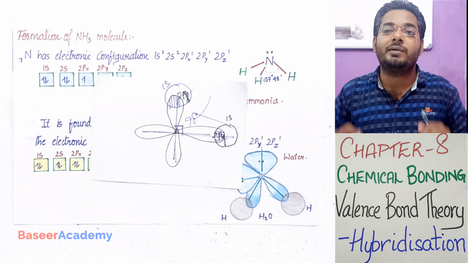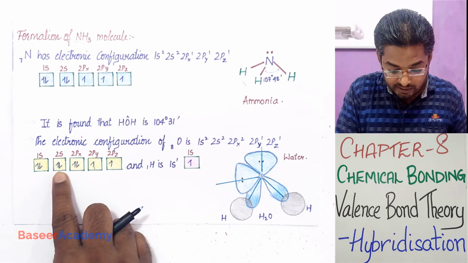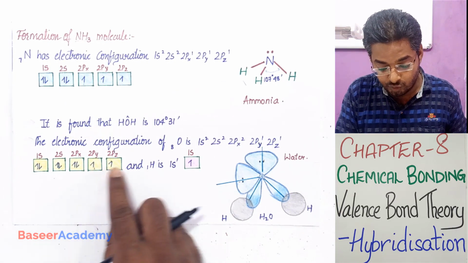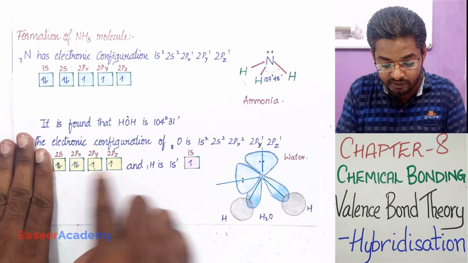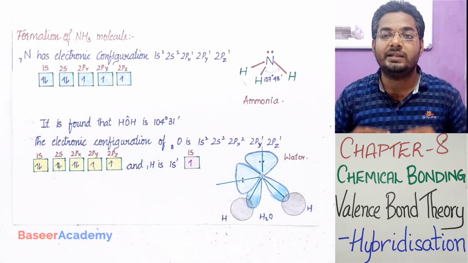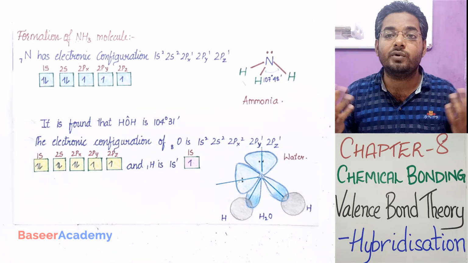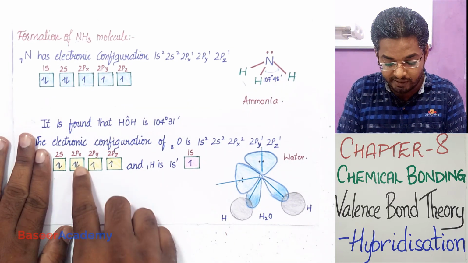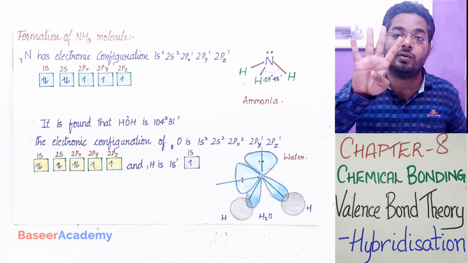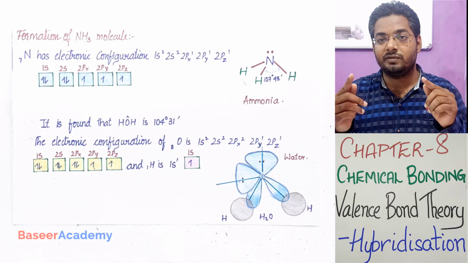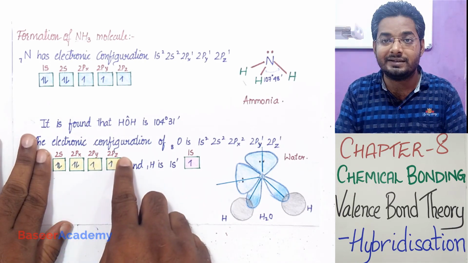This is where hybridization comes into the picture. The 2s orbital, 2px orbital, 2py orbital and 2pz orbital, these 4 orbitals intermix, and when they intermix we get 4 hybrid orbitals. Why 4 hybrid orbitals? Because 4 orbitals are intermixing, we get 4 hybrid orbitals. What should be the name of those hybrid orbitals? We get the names of the hybrid orbitals from the orbitals that are intermixing.